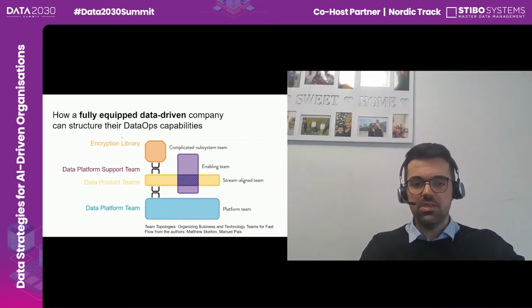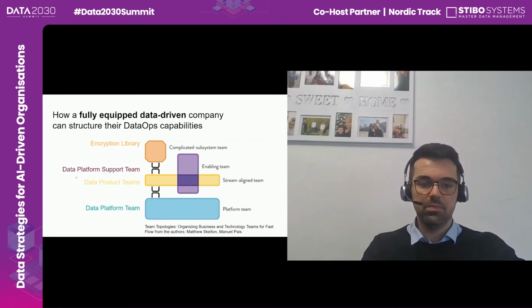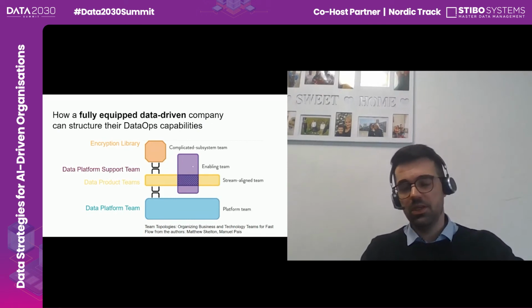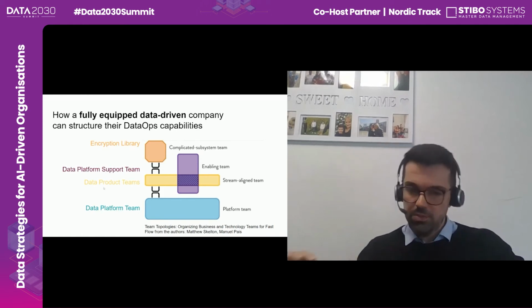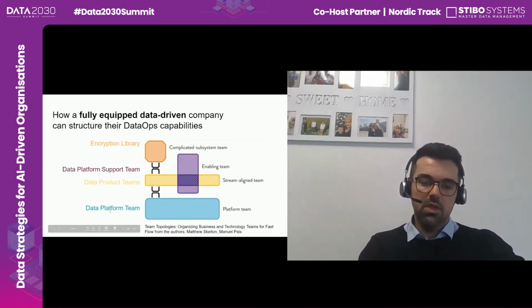For the complicated subsystem team, that's maybe something you would place an encryption library in. Then you have a data platform support team, which is an enabling team, as I explained at the very beginning. You have various data product teams, as we just heard. And of course, the important data platform team.